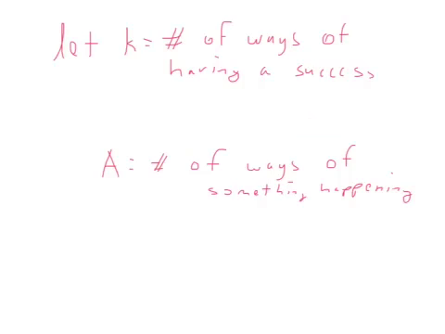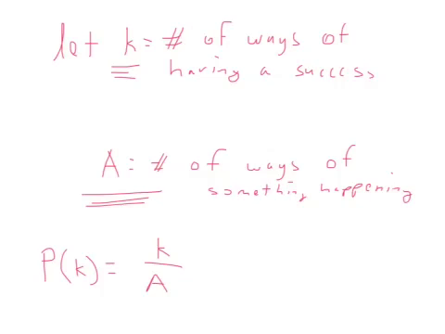If we imagine that K is the number of ways of having a success. So a success is what we want to have happen. For example, for the probability of rolling a 2, getting a 2 would be a success. And A is the number of ways of something happening. Then the probability of K happening is just the number of ways that K can happen divided by the total number of ways that something can happen.